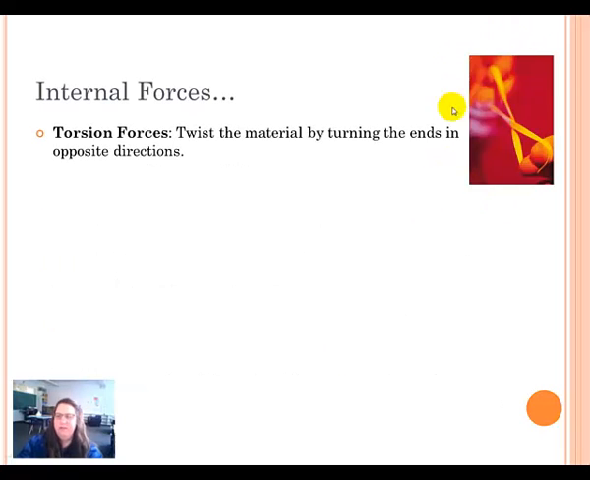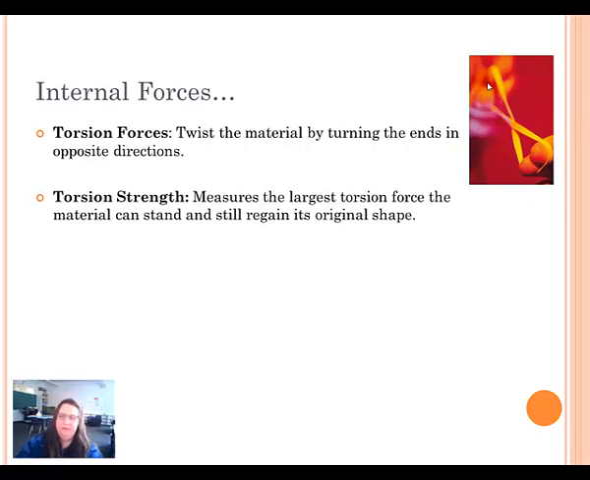Torsion forces are twisting. So this elastic band here is being subjected to a torsion force. Torsion strength measures the largest twist that a material can stand and then regain its original shape. So this elastic band, you can twist it a lot, and then it'll bounce back to its original shape. But if you try to do the same thing to a piece of metal, you wouldn't have the same kind of results. So elastic has a higher torsion strength than metal does.